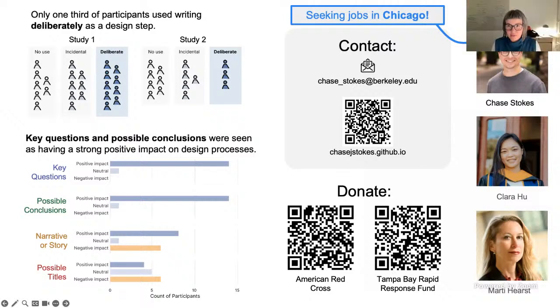Thanks, Chase. Well, we have quite a few questions, and there's a couple of questions that are actually centered on wondering where people were writing. Are they on sticky notes or OneNotes, or are there other kinds of ways where the designers you did see writing were writing?